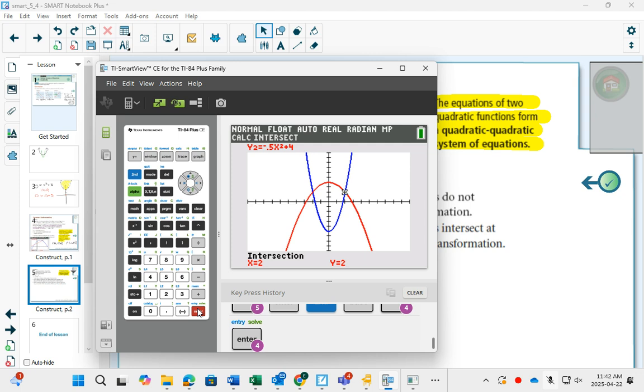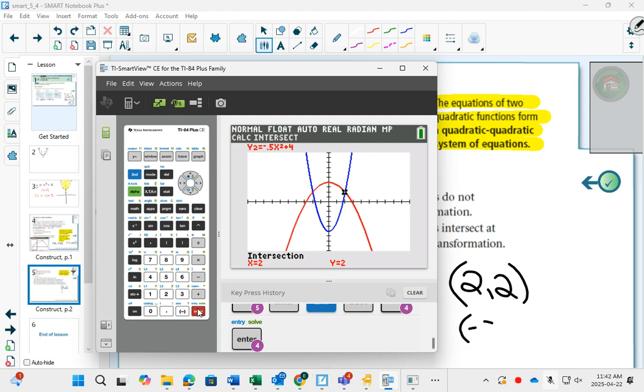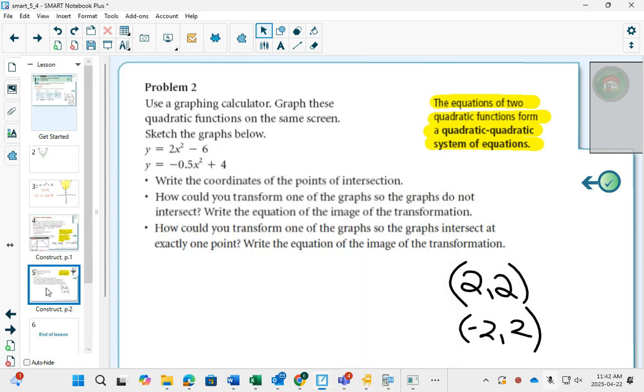So (2, 2) is one solution. And we could find the other one. I'll just tell you, because of symmetry, I know that it would be (-2, 2), because parabolas are symmetrical, as your second solution. This one, because the points are nice, we might have been able to solve it without a graphing calculator.